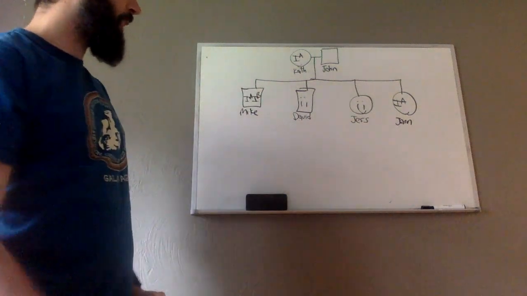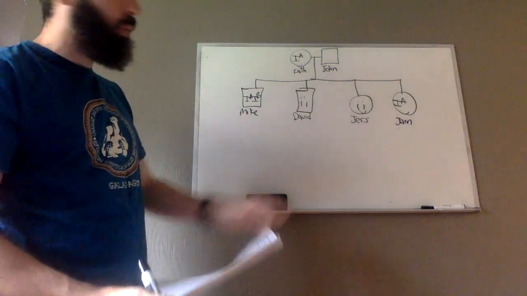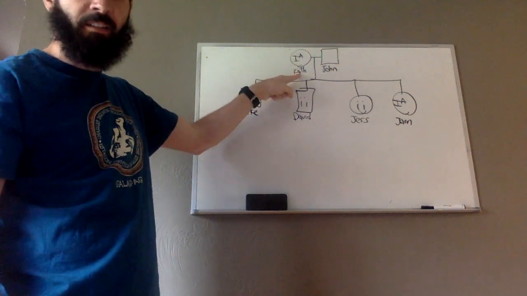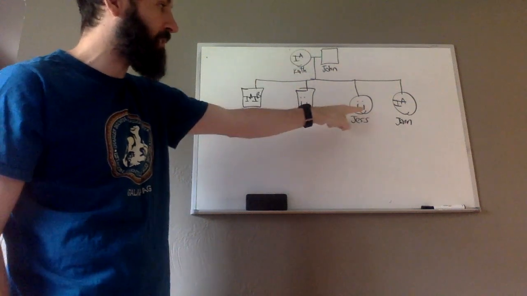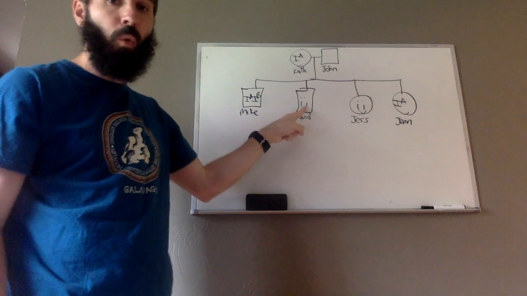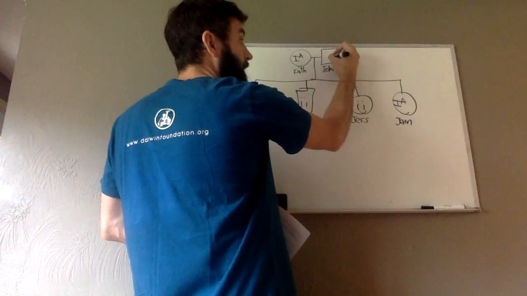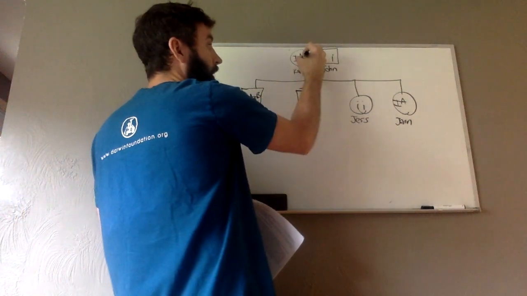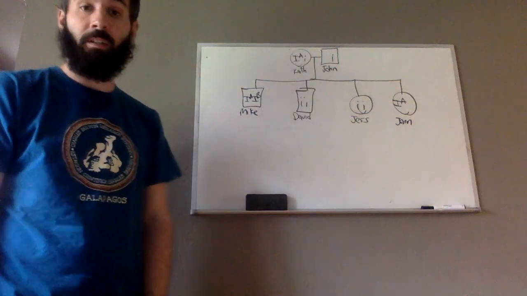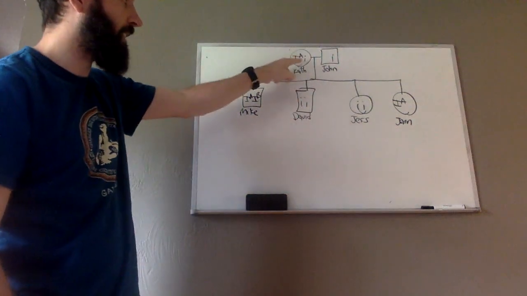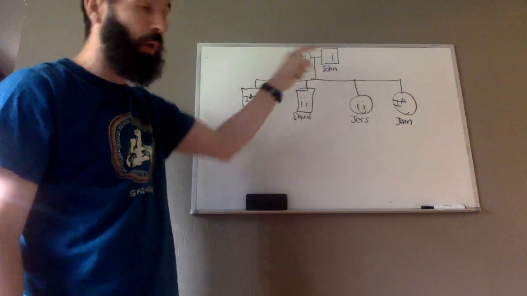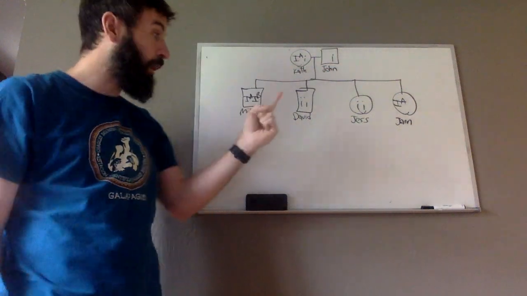Okay, now based on this information, I can figure out what Catherine's other allele is. So look, David and Jess both have two lowercase i's, right? One of them has to come from John, and one of them has to come from Catherine. So I can fill in the second allele for Catherine and one of the alleles for John.